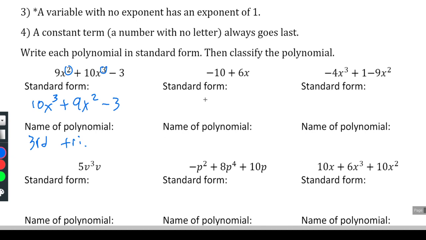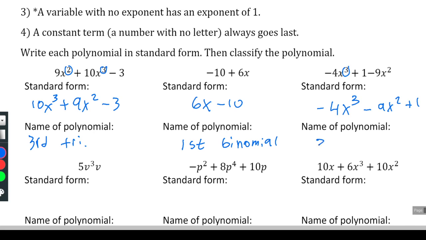So, anybody want to take a crack at the standard form for negative 10 plus 6x? 6x minus 10. And that is a first degree binomial. So we're going to just do this next one. Luckily, our largest term is already first, so we have minus 4x cubed, then minus 9x squared and plus 1, which is a third degree trinomial.